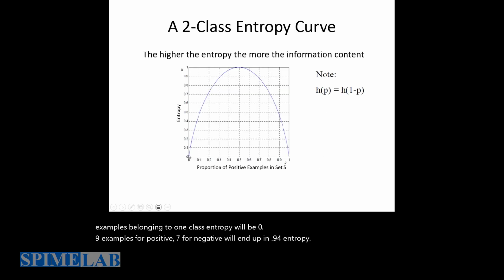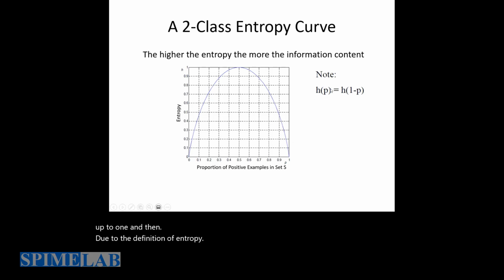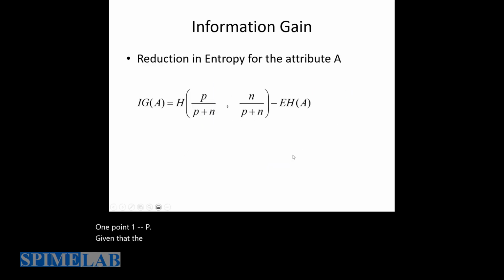We can map this to this curve. On the x-axis, we have the proportion of positive examples in the set. All positive, entropy will be 0. All negative, entropy will be 0. And in between, it will increase up to 1 and then decrease. Due to the definition of entropy, we can say that the entropy of an attribute with proportion P will be equal to the entropy of 1 minus P, given that the variable is binary.